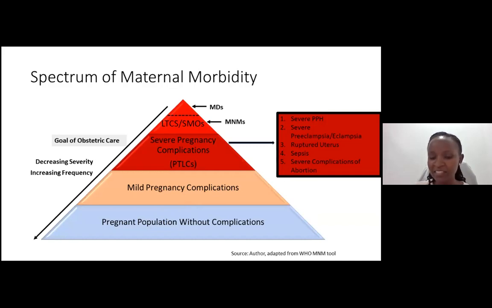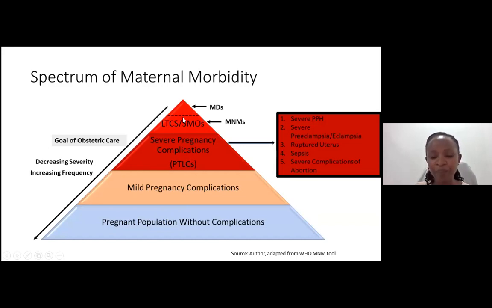But supposing that it's not treated adequately or it's not even diagnosed in the first place, then they may go on and develop urosepsis. So that puts them in the PTLC category. If this urosepsis again is not treated in good time, it can go on to cause acute kidney injury. So once you have organ dysfunction, that mother is at the top of the pyramid.